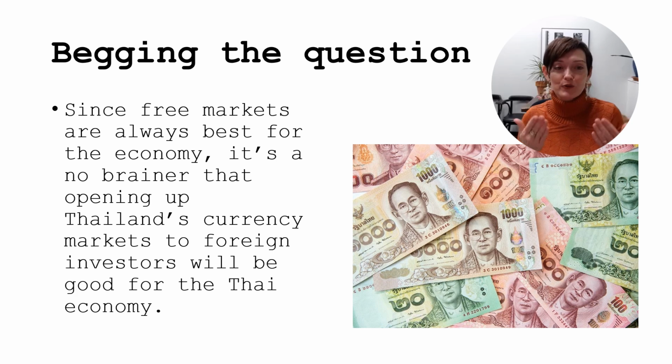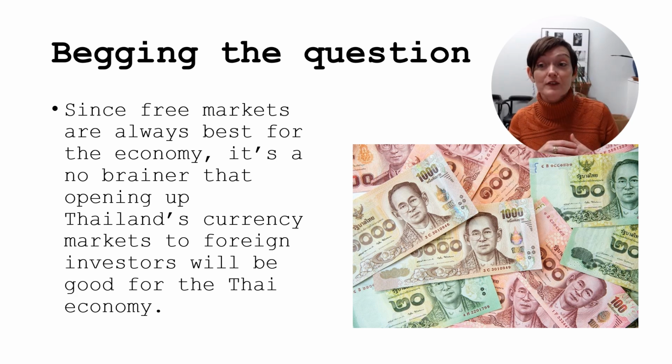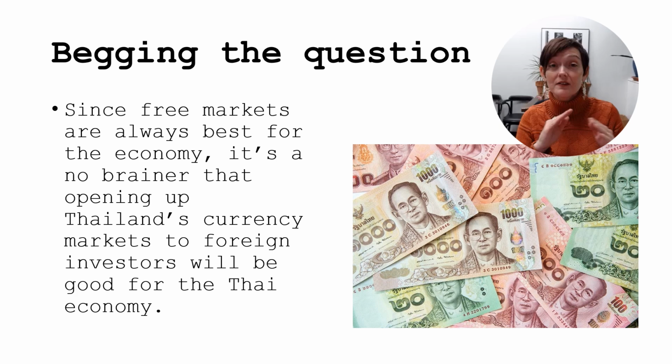Well, first of all, prove that free markets are always best for the economy. We're going to get into a ton of data on this in the last book, The Divide, that we're going to read this semester. It's a much more complicated story than that. So it's actually not a no-brainer that free markets are always best for the economy. And in fact, when they did open up Thailand's currency markets to foreign investors, they crashed the Thai baht, which eventually led to an entire regional currency crash in East Asia and led to a recession in that area for a while.